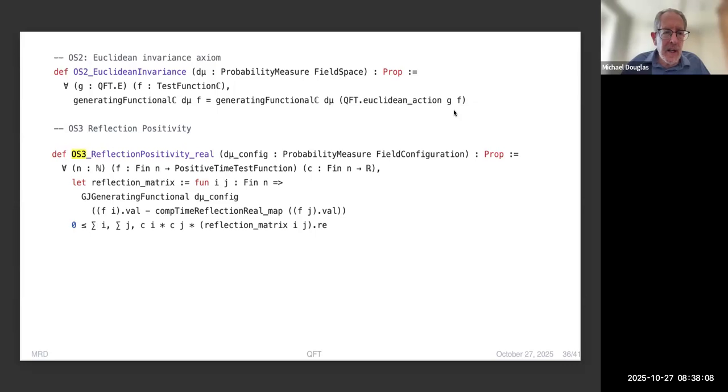That's very straightforward. The reflection positivity turns out to be a little bit more complicated to state than what I had on the slide back there, but this is a valid form of it. We have again a finite list of these positive time test functions supported on the positive half space, and then we define a matrix of correlation of the function f_i with its reflection of function f_j, and this should be a positive semi-definite matrix. That's an axiom.